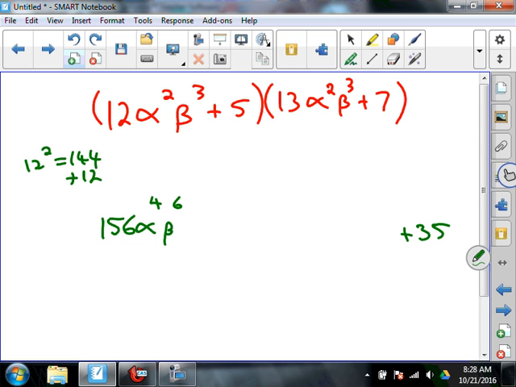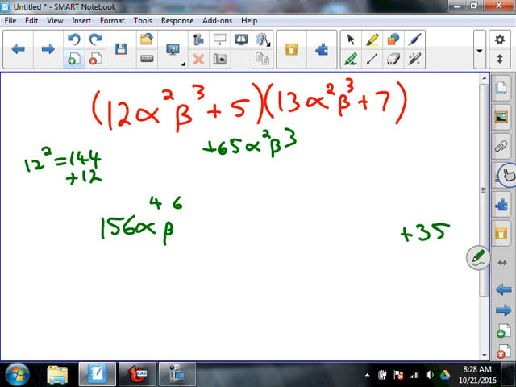Now the inner product isn't so bad. Make sure you know your fives really well. 5 times 10 is 50. 5 times 13, well, that's just 15 more than that, right? So that's plus 65 in the middle. So plus 65 alpha squared beta cubed. That's our middle product, right?